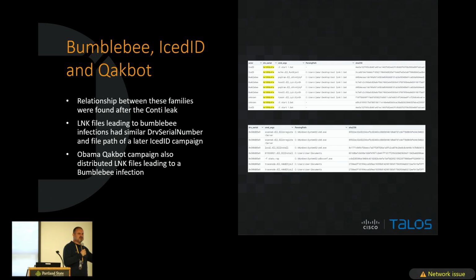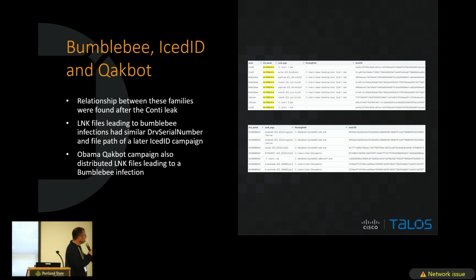Two days later, someone sent a bunch of files that had the same path using the same serial number, but this time dropping ICED. So the guy that created the link files is probably this Lamar user, or has a machine where this user is the user that they have there. I don't know if it's his real name, but that user created the link files on the same machine that was used to create Quackbot before, and was distributing ICED.